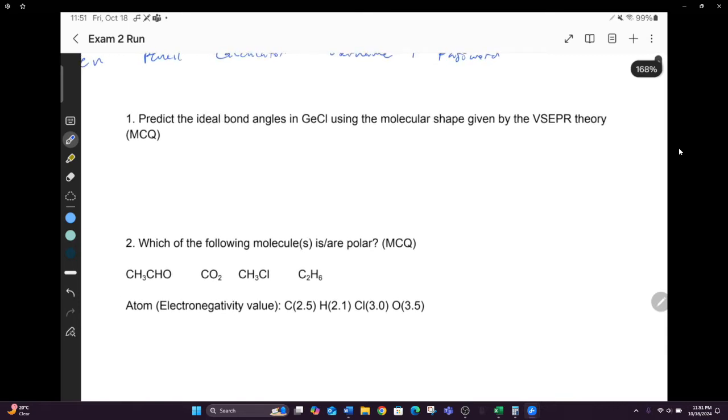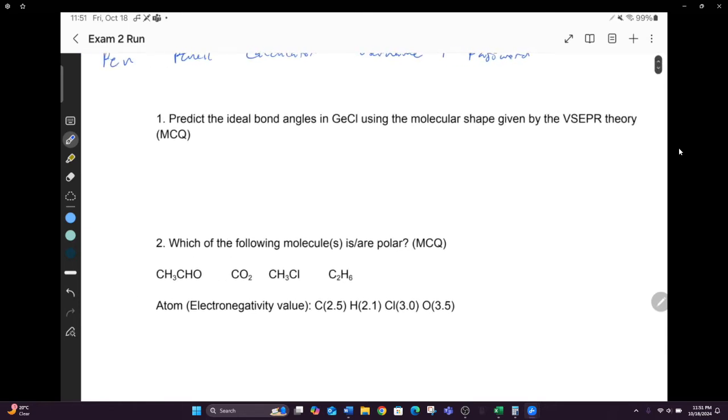So question 1, predict the ideal bond angles in GeCl4 using the molecular shape given by VSEPR theory. Alright, so we know that Ge, using our periodic table, has 4 valence electrons. We know that Cl each has 7 valence electrons. So for our totals, we have 4 plus 4 times 7, and that gives us 28 plus 4, which is 32. So we have 32 total valence electrons between all the Ge and Cl.